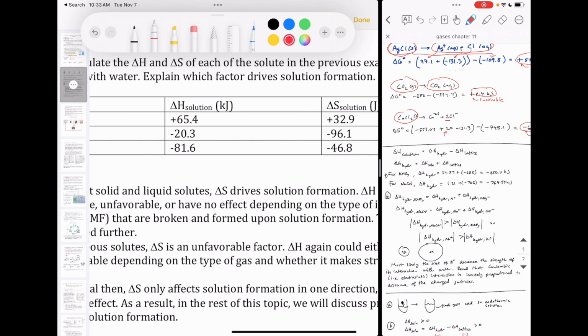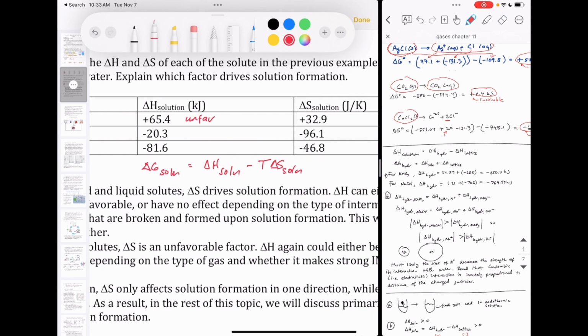So again, keeping in mind here that our main equation for delta G of solution is delta H of solution minus T delta S of solution. And for a spontaneous process, the delta G has to be negative, right? So my delta H is positive, which means it's unfavorable. My delta S is also positive, which is favorable. Remember, we want entropy to increase for the process to become spontaneous.